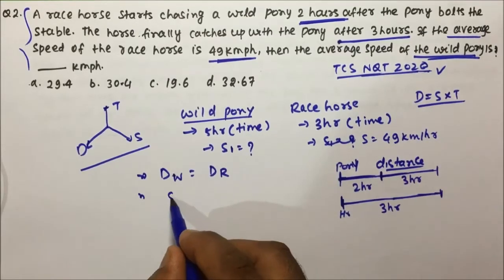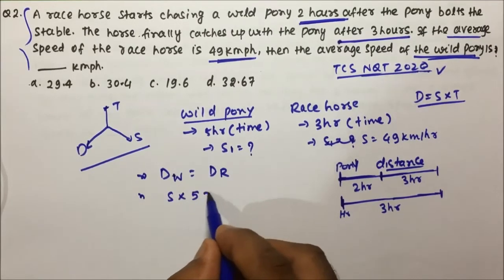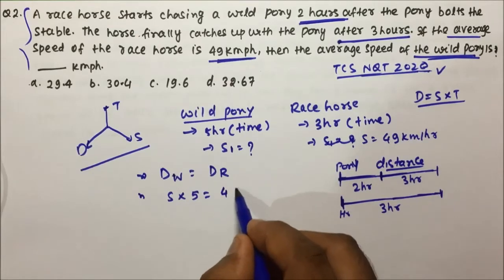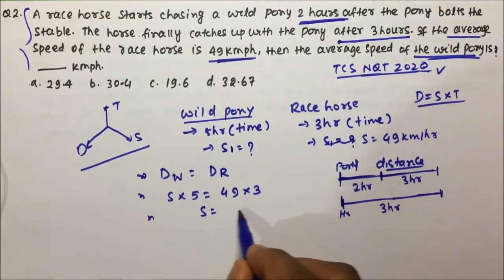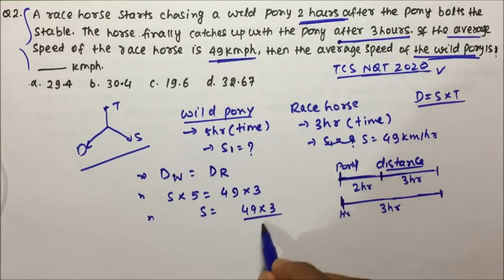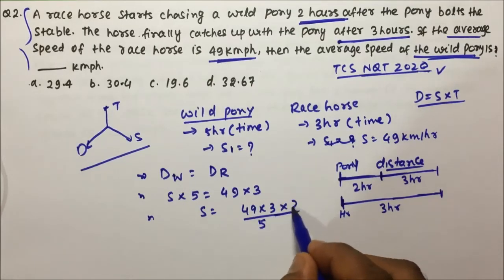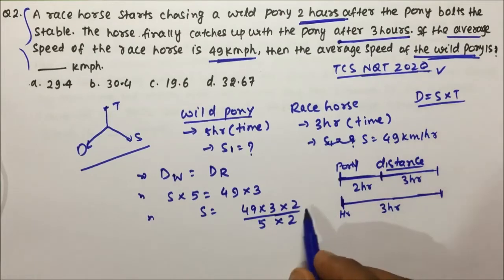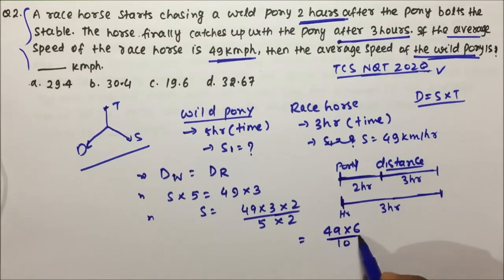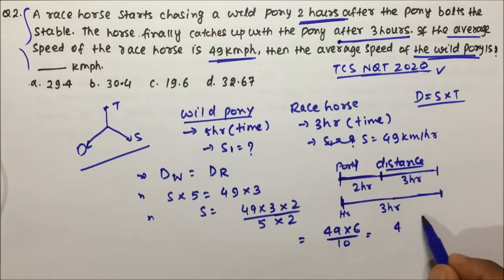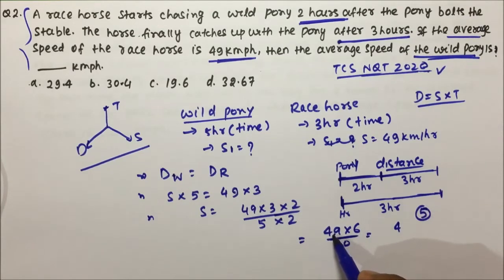So if we talk about speed, we have to calculate. The time is 5 for the pony, and the speed is 49 for the horse, whose time is 3 hours. Now S will be equal to 49 into 3 divided by 5. Calculation will be tough, so multiply 2 here and multiply 2 here. Now the calculation will become simple. So you can see here now 49 into 6 divided by 10. So now 6 into 9 is 54. So 4 and 5 will be in hand. 6 into 4 is 24 plus 5 is 29 divided by 10.